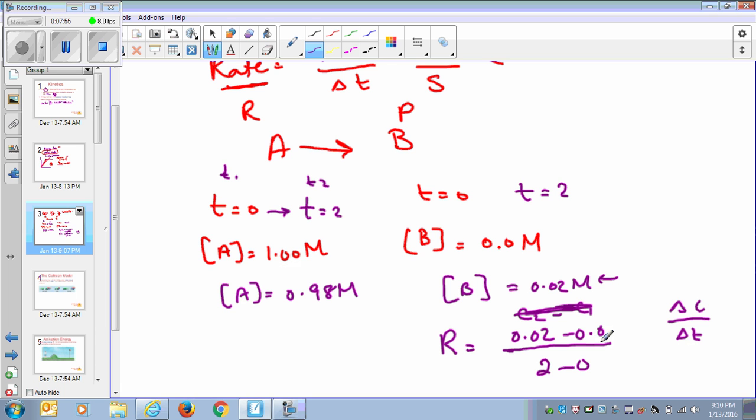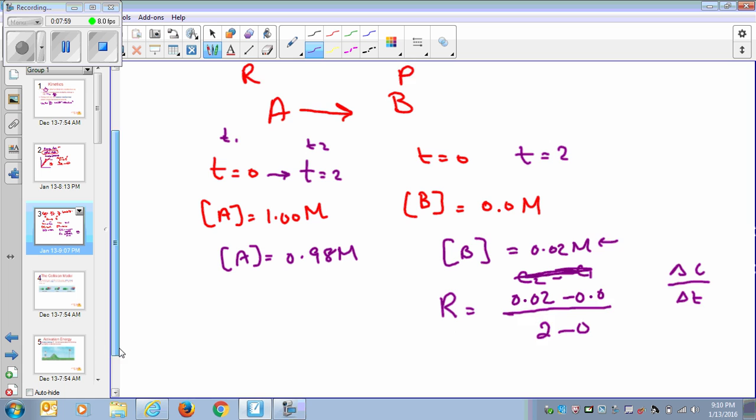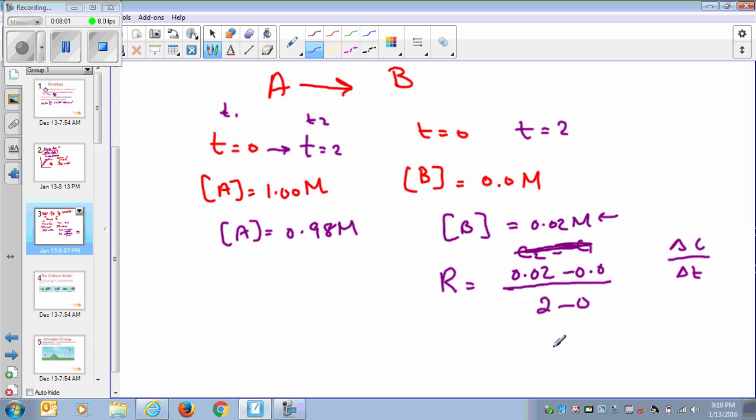So when I do this math, I calculate 0.02 minus 0 divided by 2 minus 0. My rate of reaction is going to be 0.01 molars per second. So this is the rate of production of B, my product.